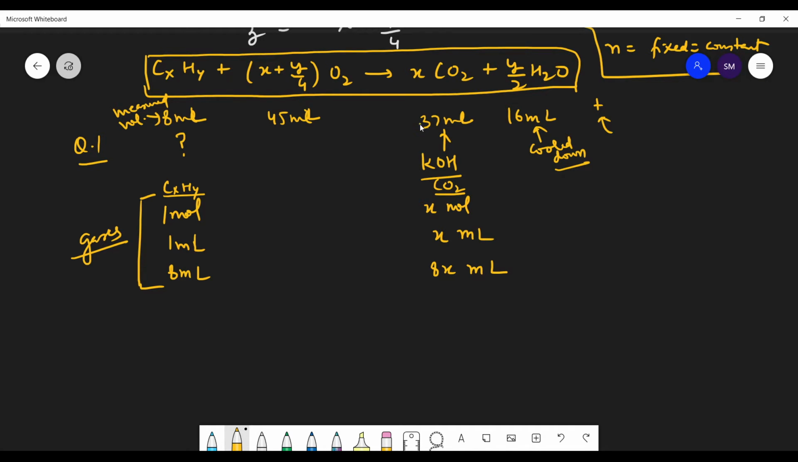So this is actually 16 ml and this is 37 ml of other gases. So students, how much is this given to you? 16? Yes. So 8x is equal to 16. See, these questions are of similar type. So what is the value of x you get from here?